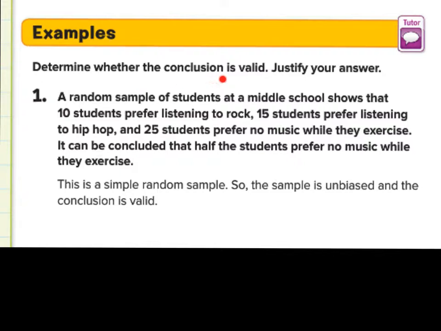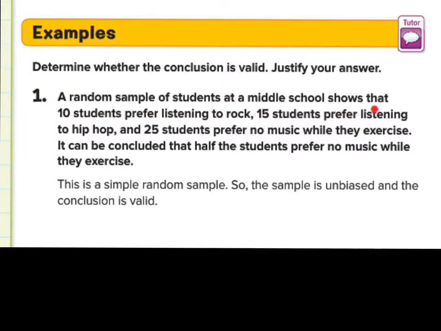Determine whether the conclusion is valid. Justify your answer. Conclusion is valid, meaning after surveying and studying, well, are we going to have a valid sample? A random sample of students at a middle school shows that 10 students prefer listening to rock, 15 students prefer listening to hip hop, and 25 students prefer no music while they exercise. It can be concluded that half the students prefer no music while they exercise. Half the students. Well, let's just see.